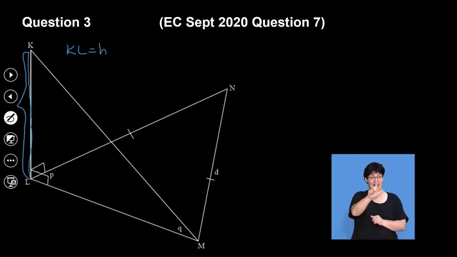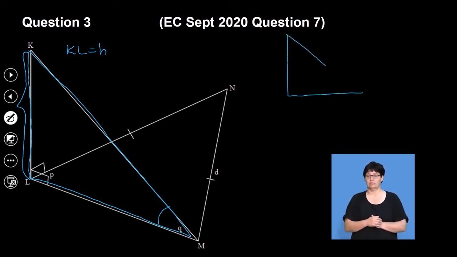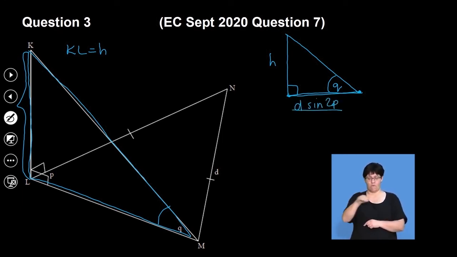So KL is a length of this triangle over here, and this is actually a right-angled triangle. And in this right-angled triangle, we know that we have angle Q. Again, I'm just going to draw the triangle over here. So right-angled triangle, we have h over there, we have angle Q over there, and then we have LM down here. And if you remember, we've just found, or just written LM as being d times sine of 2p all over sine p. And the really great thing about this question is we're in a right-angled triangle, so we can just use our trig ratios as they are. We don't need to use area rule or cos rule or anything like that. We can just go ahead and use one of the ratios.